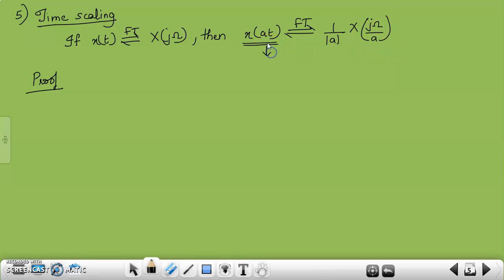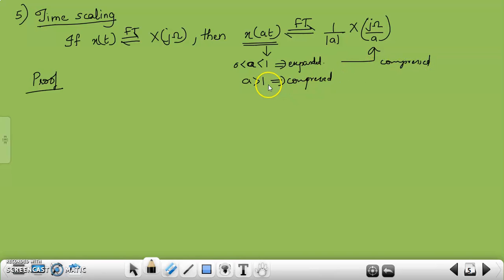Here if a is a quantity that is between 0 and 1, that is a fraction, then the signal is getting expanded, and if a is greater than 1, the signal is getting compressed. Okay, so if in time domain you are expanding the signal, then in frequency domain the spectrum gets compressed.